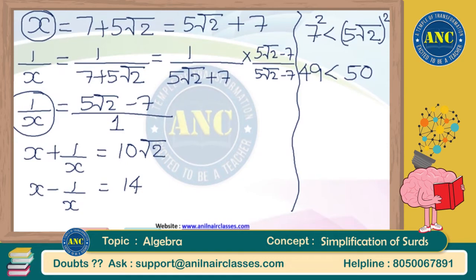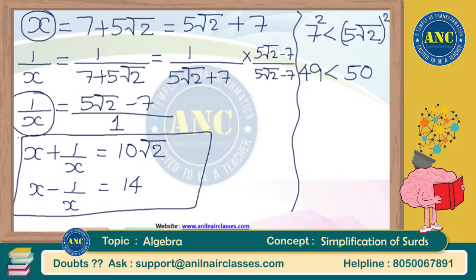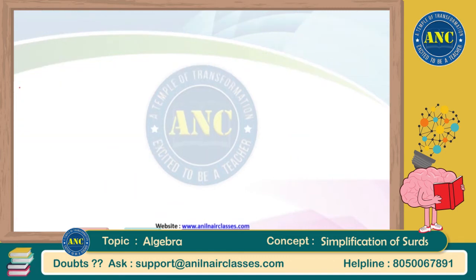A very, very important point. The sum of a variable and its reciprocal in this example is 10 root 2. The difference of the variable and its reciprocal in this example is 14. I hope you are able to understand the logic. Now, you might get a doubt: instead of doing all these things and wasting our time in the examination finding 1 by x, can we generalize it? Is there any possibility of generalizing it? Yes, definitely you can generalize it.